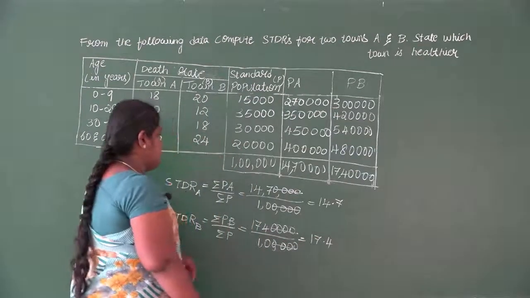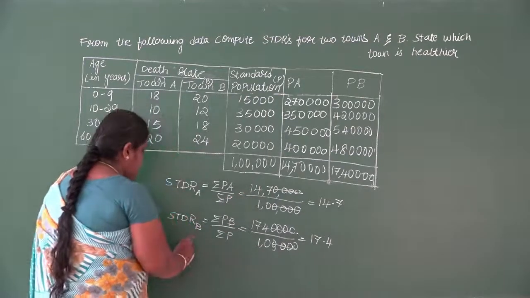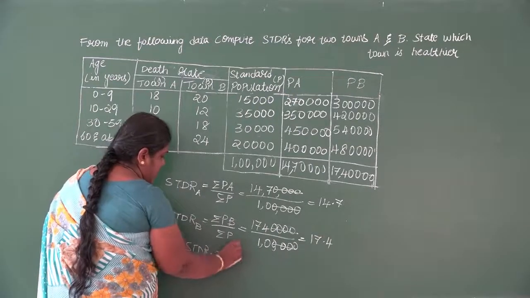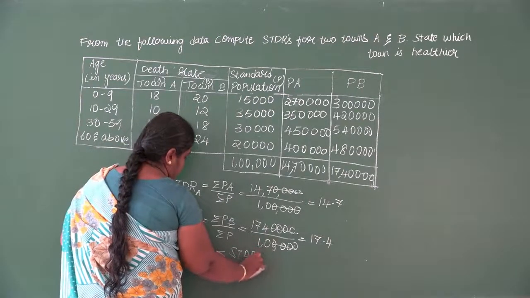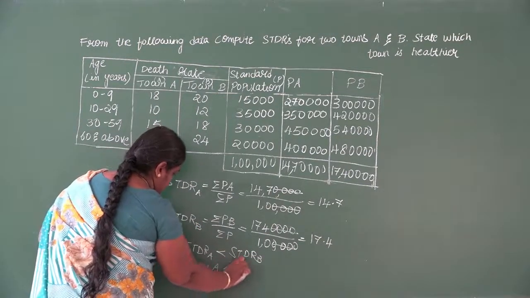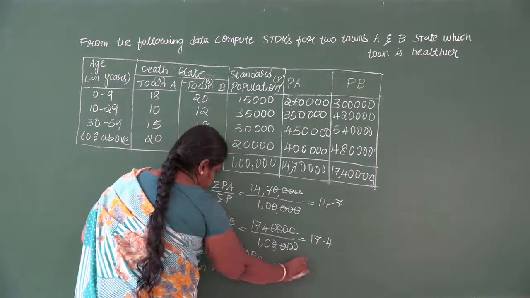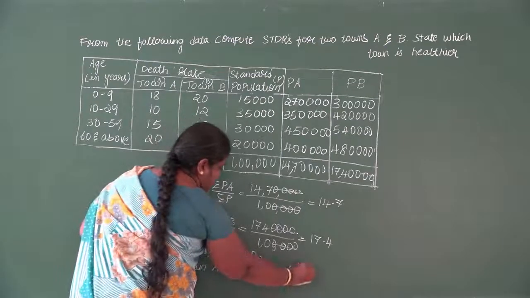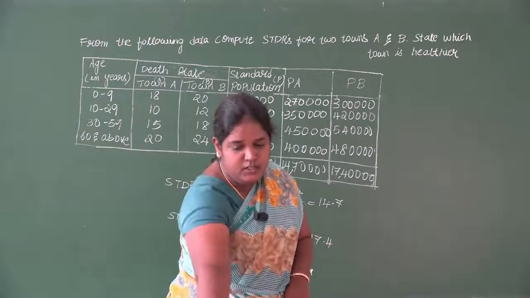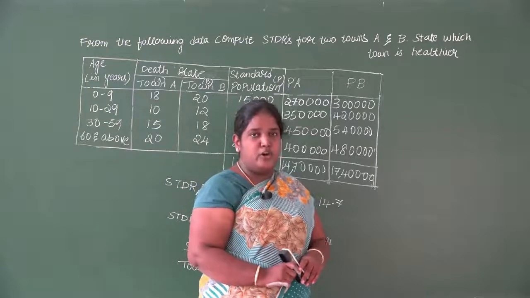And compare the answers. A value is 14.7, B value is 17.4. Which is lesser? A is lesser. So since STDR of A is less than STDR of B, town A is healthier. Whichever population has the lesser standardized death rate will be healthier. After this, we'll study the next topic, that is infant mortality rate.